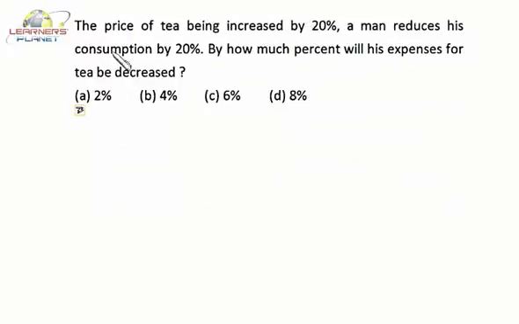Now the price of tea being increased by 20%, a man reduces his consumption by 20%. So further there are two variables, the price and the consumption. Let's take the consumption in kilograms. So that means price per kilogram into its consumption in kilogram is equal to total budget of the month.